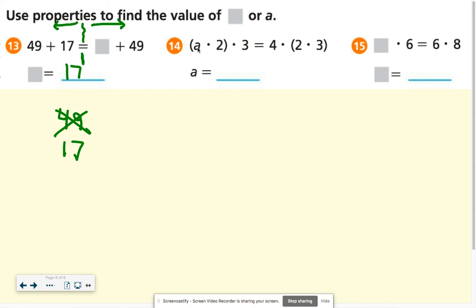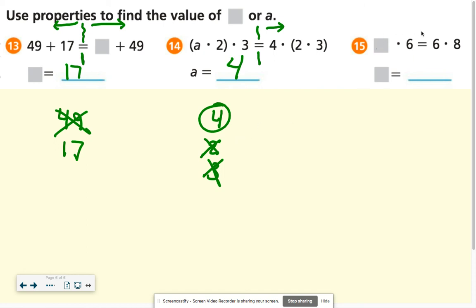Again, I have an A, a 2, and a 3. I have a 4, a 2, and a 3. So here's my equal sign. My right side has all my amounts. I have a 4, a 2, and a 3. So now I go back and look over here. I have a 2 and a 3. 2 and a 3. So what I was left with is 4. 4 is my missing amount.